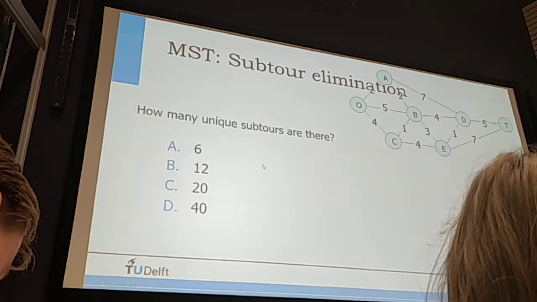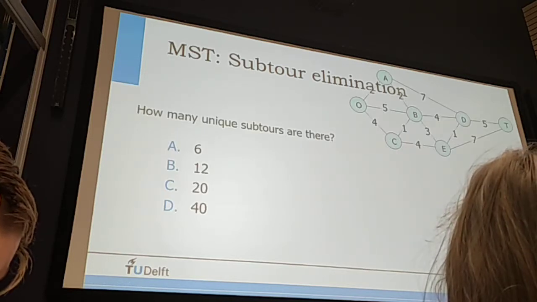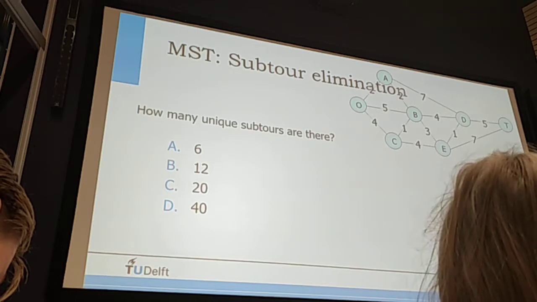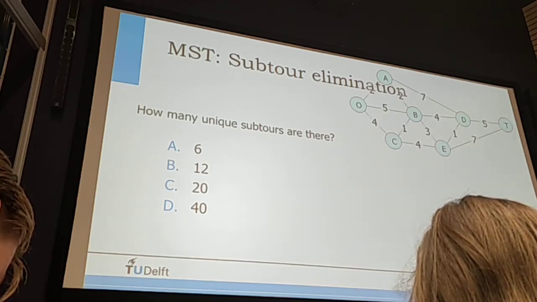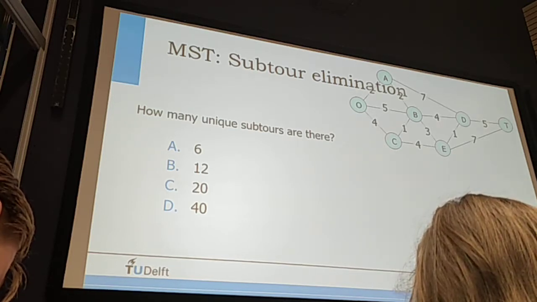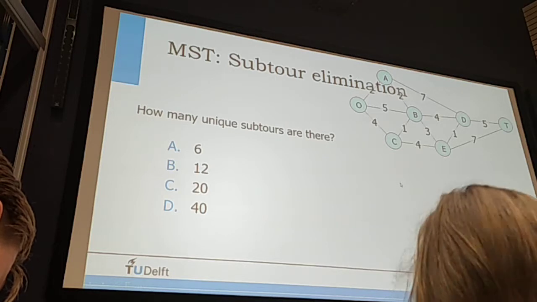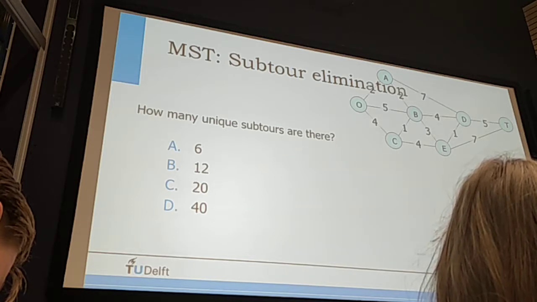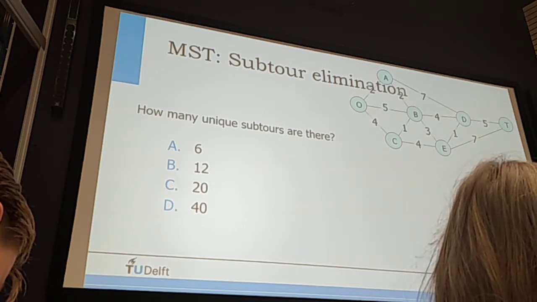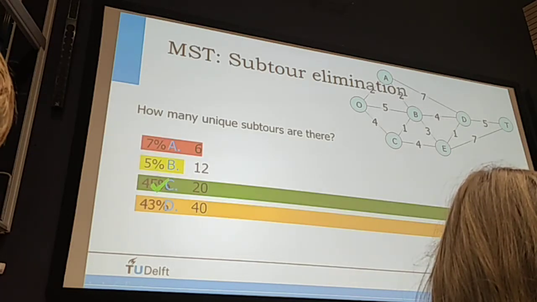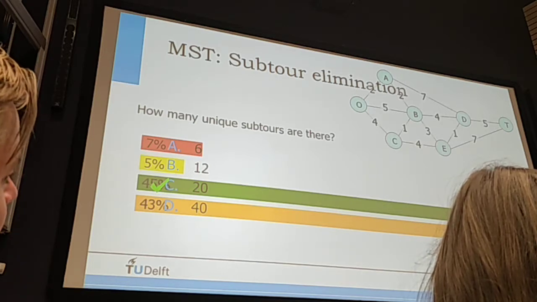Well, how many unique subtours do you think there are in this model? Just take a guess. It's not a very big model, it's only 7 nodes. I'll just start the timer, so just take a guess. The answer is not 6, because then you probably calculated it. The correct answer is 20. So there are actually 20 possible subtours.